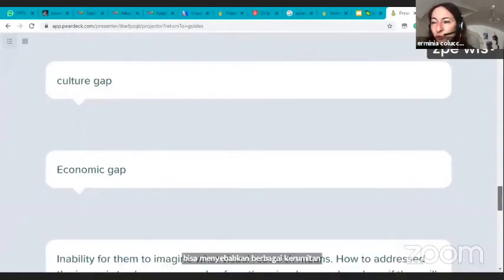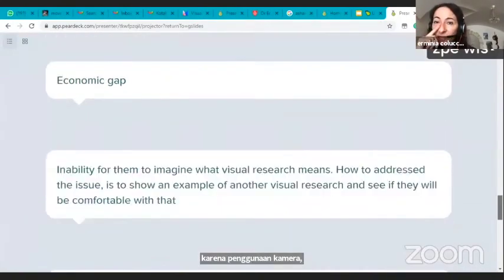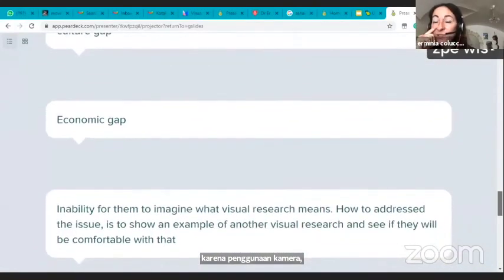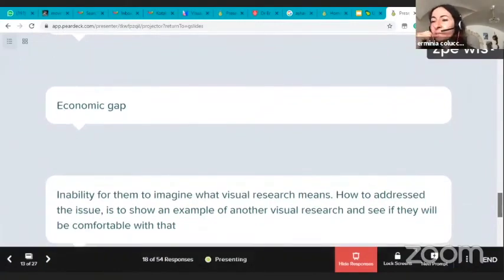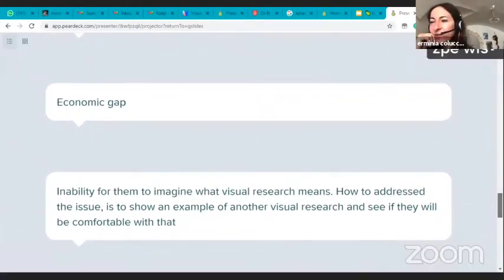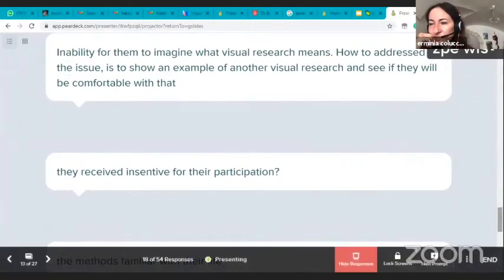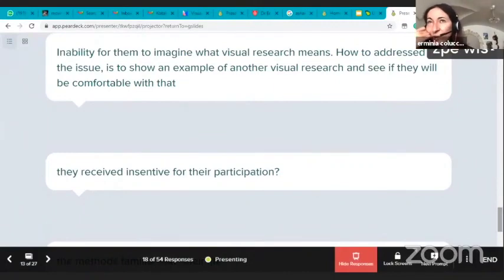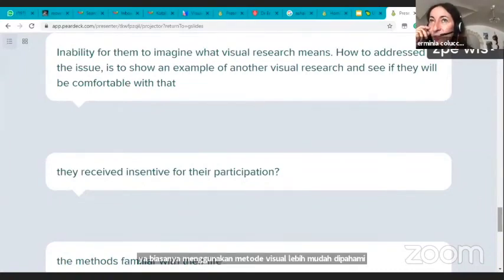So it's important people understand why you're using a camera, why you're going through the complexity of it, and what the benefits of this are. Cultural gap, economic gap, inability for them to imagine what exactly. If you can show them, if you're using film, usually people are more understanding of what you're going to be doing with a film, because most people, even people who are low educated, watch movies. If we talk about a photo exhibition or other arts-based things like theater or a storybook, a graphic novel, people who are less educated might be less likely to have been exposed to that and maybe not fully understand.